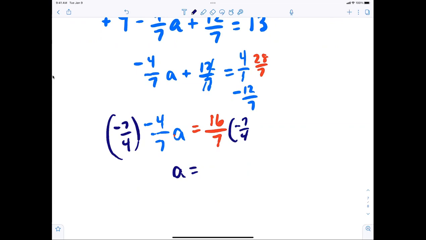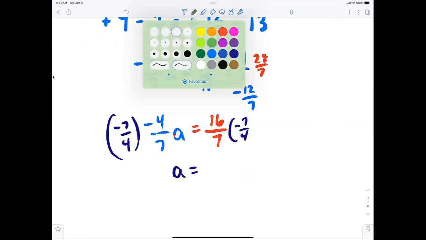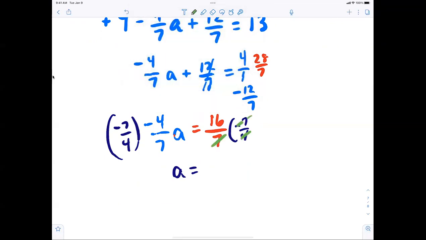Whoa. What can I do to the sevens also, kiddo? Yeah, the sevens can cancel. Yeah, so the answer is -4. All right, so everybody take a look at that. That's the hard way, actually. Let me show you an easy way.